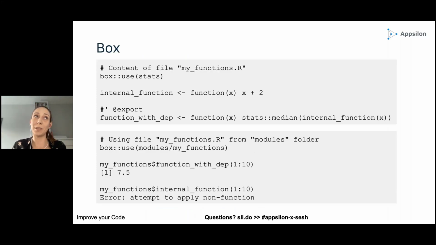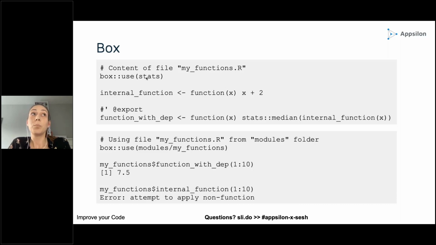So the next concept, the box package. Imagine that you have some functions, you extracted those functions to a separate file, and then you want to reuse that file. So you want to use those functions from that file in a different place of your app. Here, this is the first file, the file with the functions. First you need to import all the dependencies, so all the packages or maybe even other modules that you will be using.